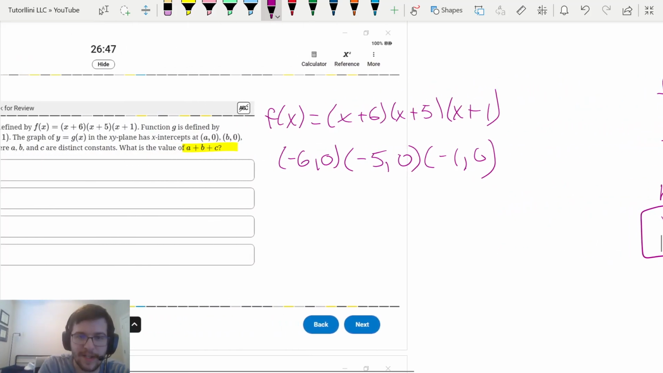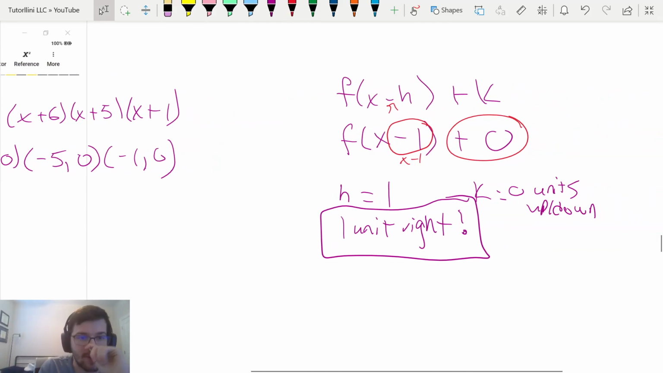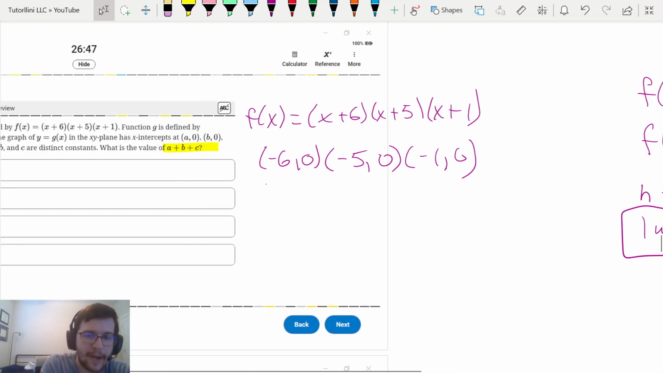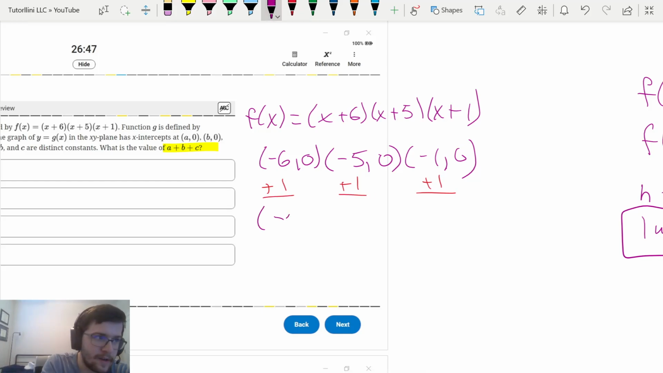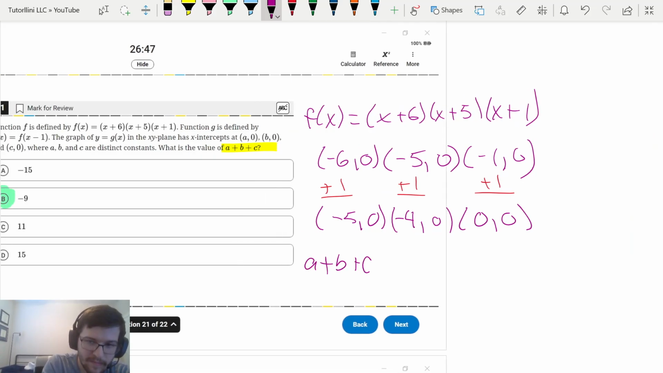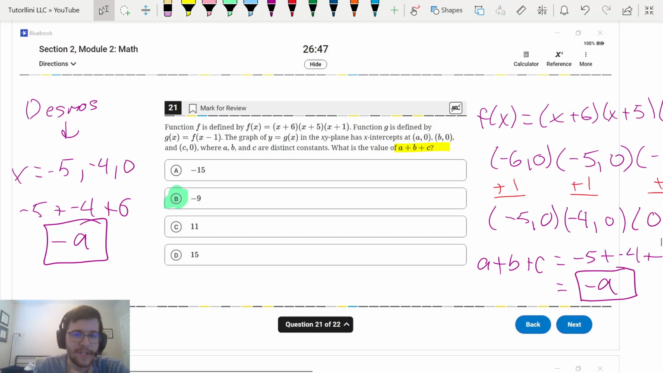So to move these points, we're going to do 1 unit to the right, which is plus 1 in the x direction. So we're going to add 1 to all of them. And we get -5 comma 0, -4 comma 0, and 0 comma 0, just like we got in the picture. And we do a plus b plus c, -5 plus -4 plus 0, and we get -9. Again, I just think it was much easier to do using Desmos. You should know how to do it by hand as well, just in case, but yeah, I thought Desmos made this one a lot easier.